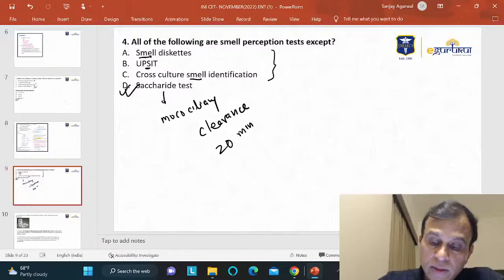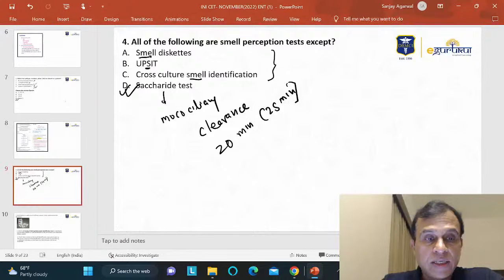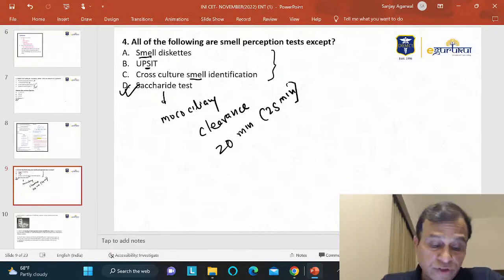Up to 25 minutes is the normal clearance time. If it is more than 25, that means it has taken more time. So it is not a smell test. It is a test for mucociliary clearance. The rest of the three are smell tests. So D is the correct answer because it was an EXCEPT MCQ.